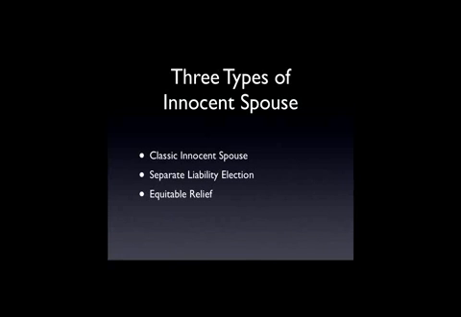The second type of innocent spouse is called a separate liability election. If you don't qualify for classic innocent spouse, then you can apply for what's called a separate liability election. It means that if you currently have a joint liability, then you can apply to have that joint liability separated as if you had both filed married filing separate returns. So let me give you an example of how that might apply.